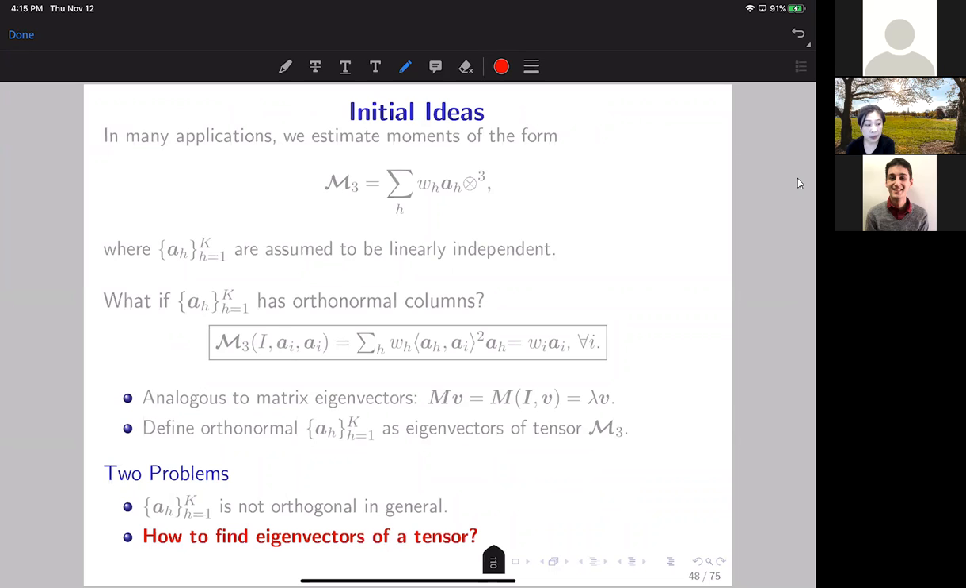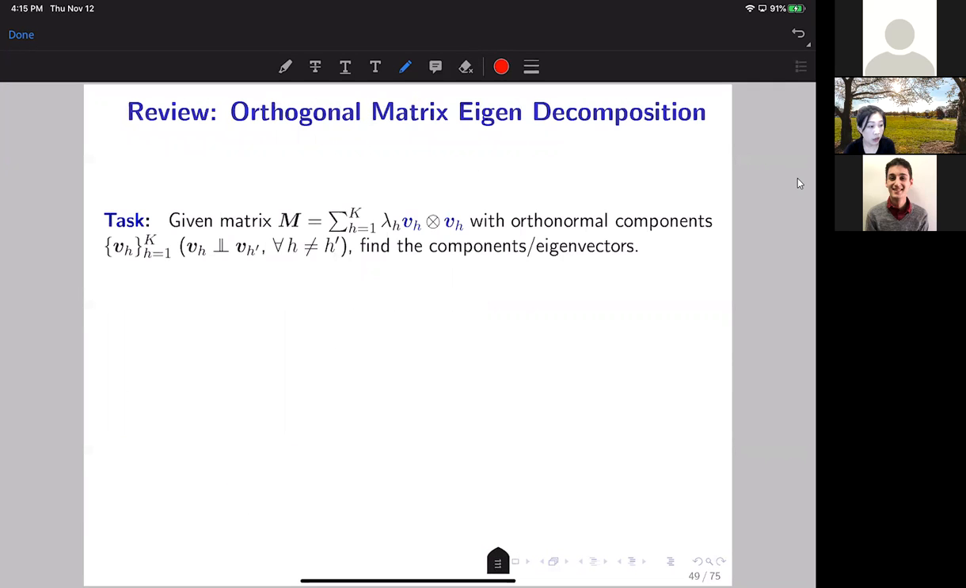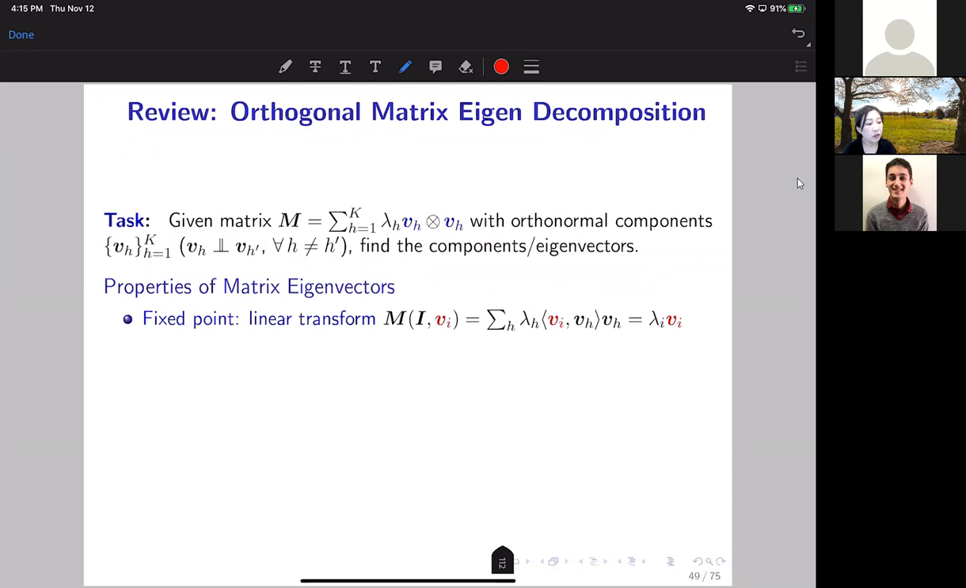The second problem is how to find eigenvectors of a tensor. Okay, so now we're assuming that they are orthogonal, and again, the motivation is we want to find error-tolerant algorithms. So how do we do that? Let's first review the matrix eigendecomposition. I wanted to review actually the power method. A lot of you are familiar with that. So we first look at the property of matrix eigenvectors.